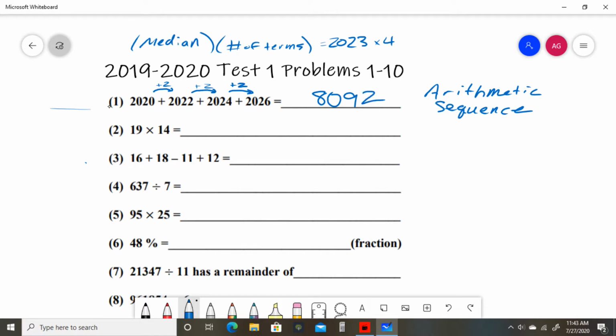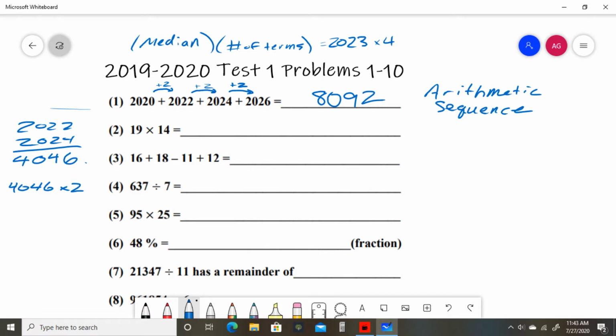Now, the other way you can do this is to add the middle 2 terms. So 2022 plus 2024 is 4,046. And then once you have that, you can multiply by half the number of terms, or 2. There are 4 terms, so half of that is 2. And you can see 4,046 multiplied by 2 is going to give you the same answer, 8,092.